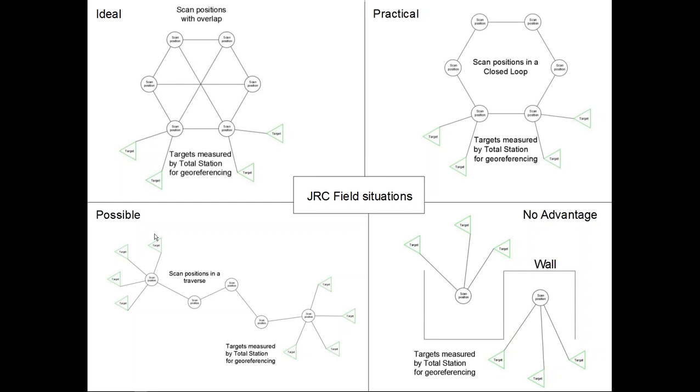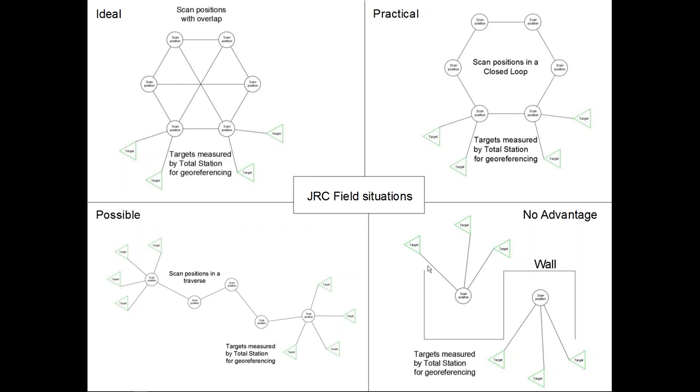The fourth possible situation is when you don't have a loop and you have just a traverse of scans in which you start from a known scan position and you end up at another known scan position, constrained to targets, and all the rest in between are going to find their position and constrain themselves into the system.